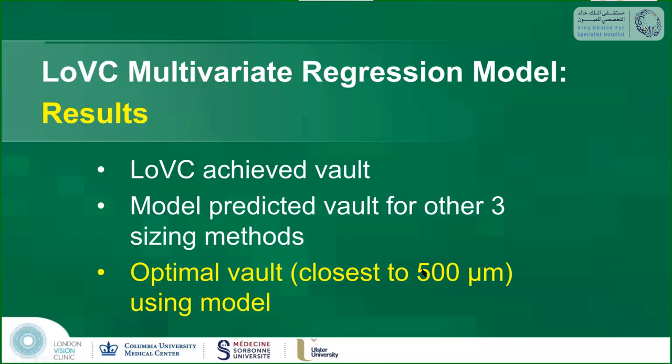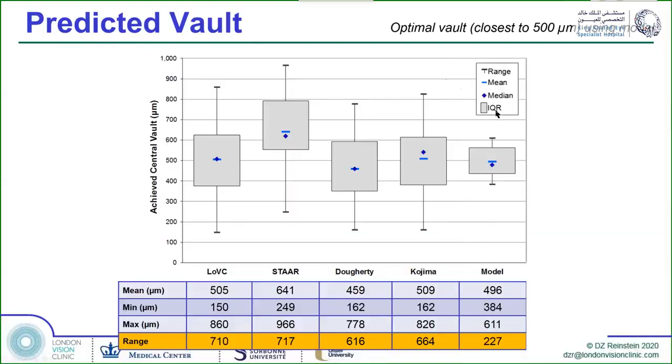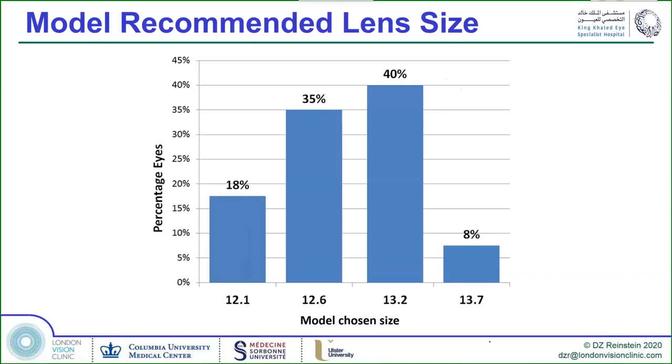So we did this, and the model predicted that the interquartile range, that's basically 50% of the eyes, would have gone 225. So as you can see, a much tighter predictability of the vault. And that's the model prediction. So obviously it's not real because it was based on the data that we already had built the model on. But nevertheless, it's a useful exercise because it gives you an idea where you might be able to go with this.